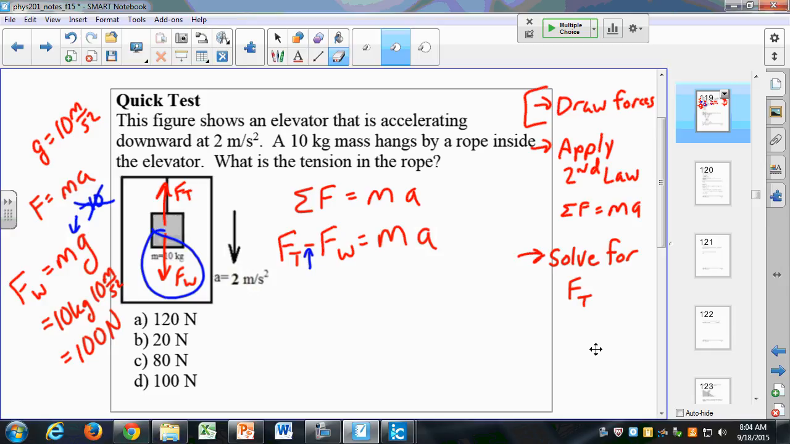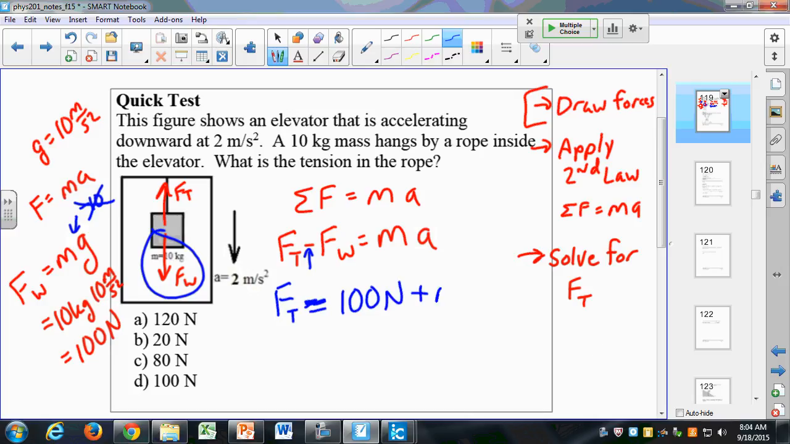All right. So now I'm going to put in my values here. I'm looking for Ft. I know that Fw is 100, so I'll take that over. 100 newtons plus mass times acceleration. That's going to be 100 newtons plus the mass of whatever the object is. It's going to be 10 kilograms. And now another sticking point is the acceleration. My acceleration is 2 meters per second squared.